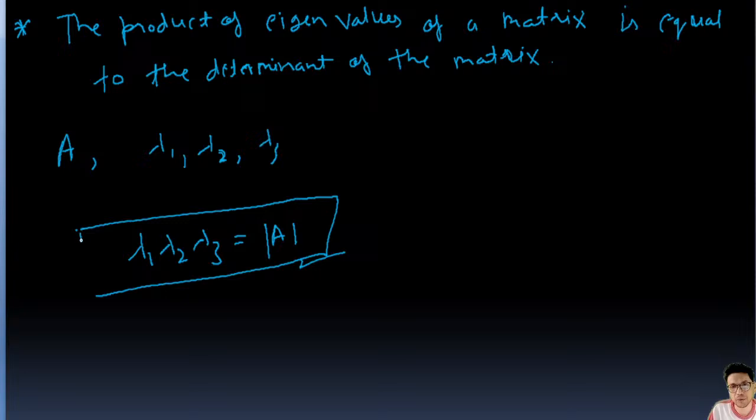This is also a very important property. We can solve many questions using these two properties, sum of eigenvalues and product of eigenvalues, and the question will get solved very quickly compared to the typical method. So these are the properties of trace. Right, now we are going to study the rank of the matrix.